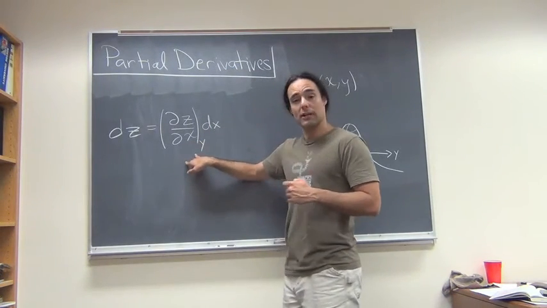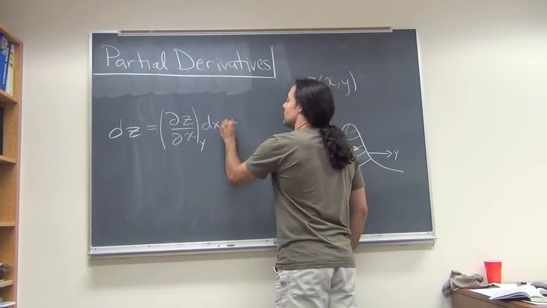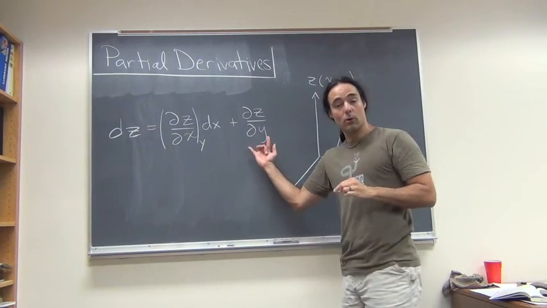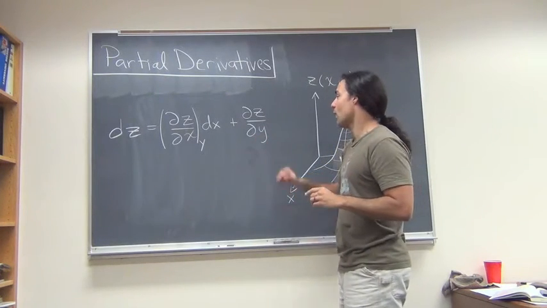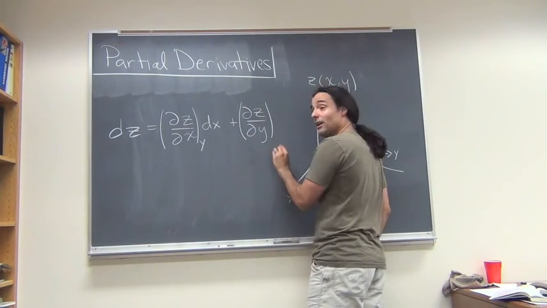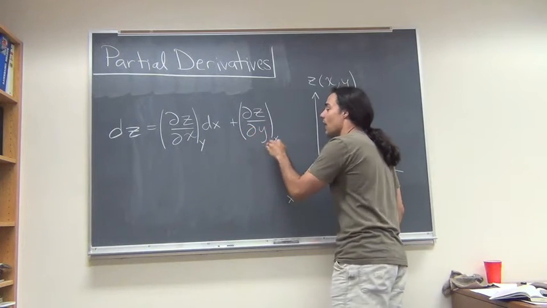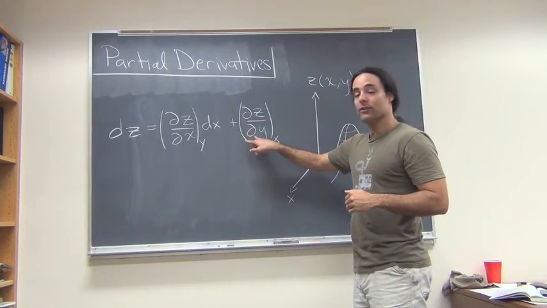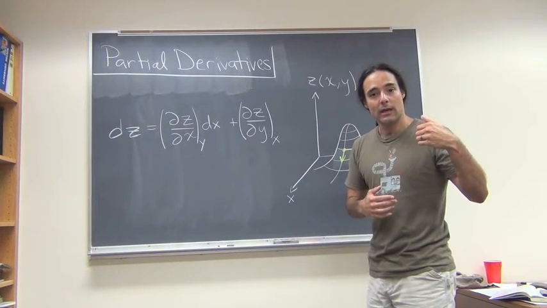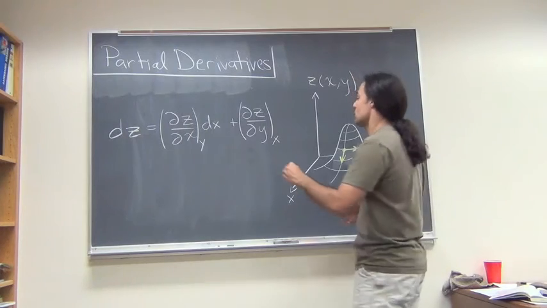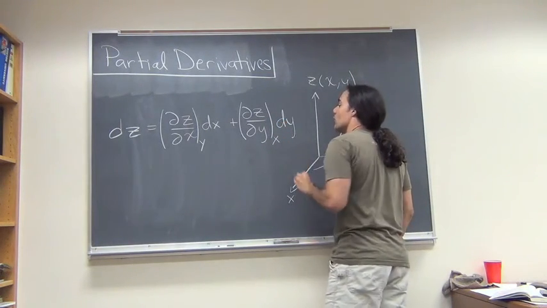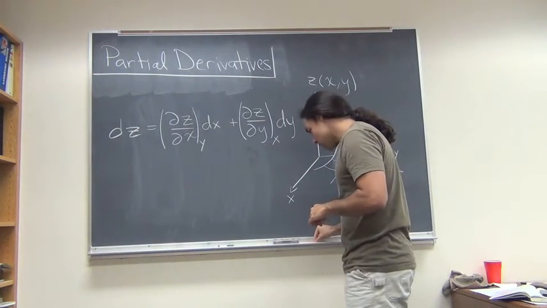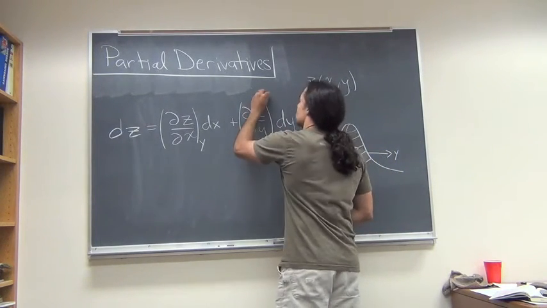Well, it's going to be pretty much the same thing. I'm going to look at how z changes in the y direction. So I'm going to look at the slope of the z function in the y direction, but keeping x constant. So we'll say ∂z/∂y at constant x. And I want to take this slope and multiply it by how far we moved in that y direction. So we'll say that's ∂z/∂y dy. So just a couple of notes on notation here.